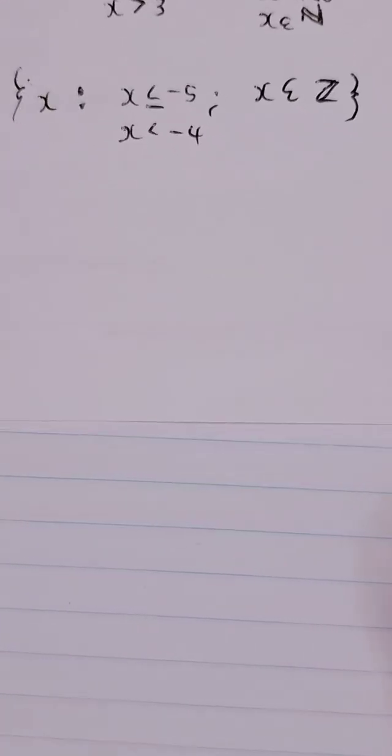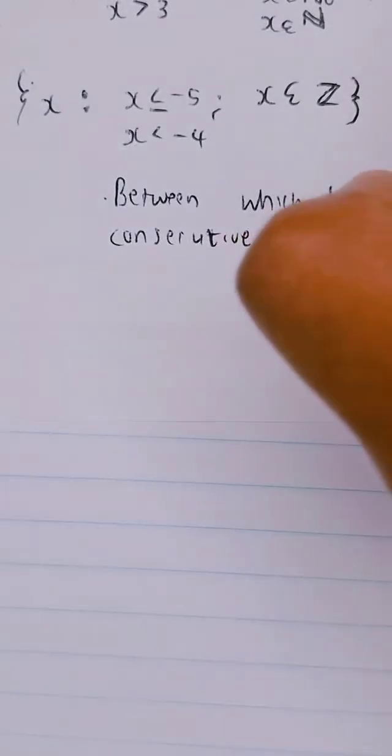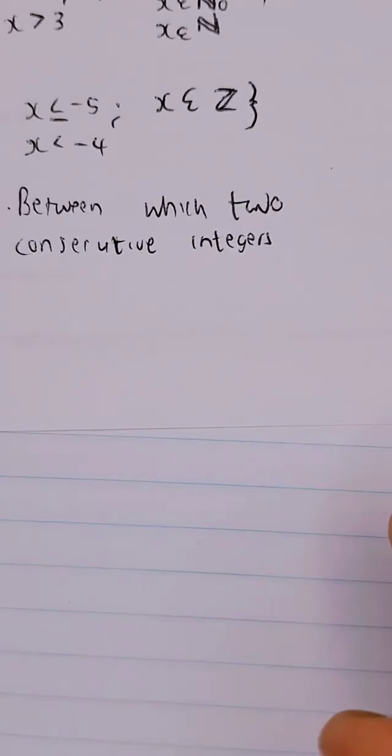Okay, then the next thing that I want to just quickly do, between which two consecutive integers, this is a famous one. I'm going to go into functions just now, because allow me to start that at 9 o'clock, if you will. Between which two consecutive integers do the following irrational numbers lie?